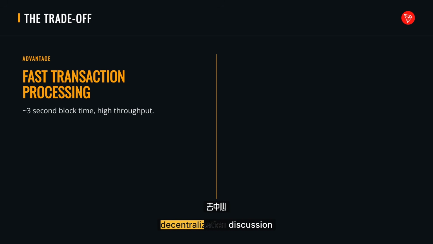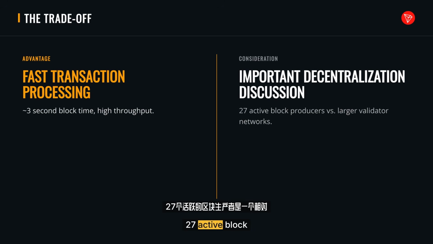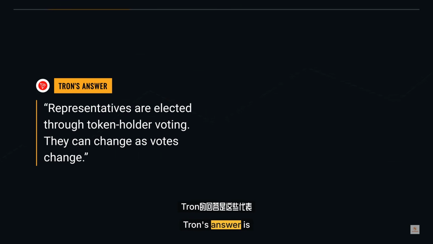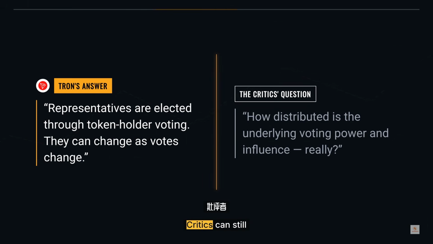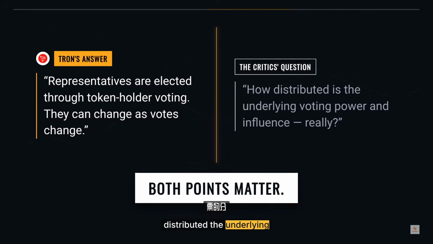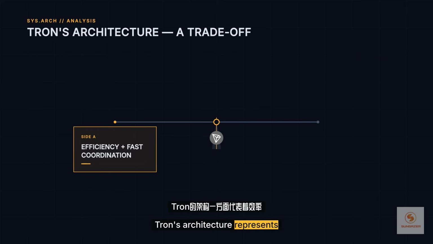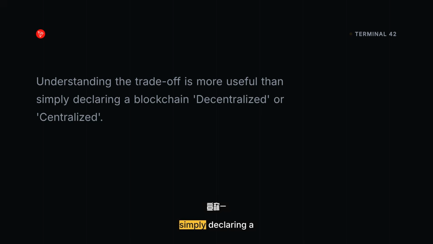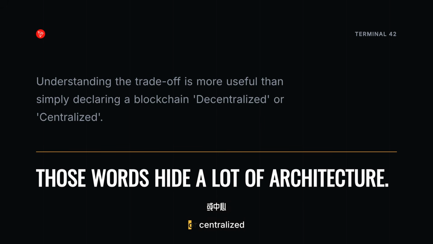But it also creates an important decentralization discussion. 27 active block producers is a relatively concentrated active validator set compared with networks that use much larger validator populations. TRON's answer is that those representatives are elected through token holder voting and can change as votes change. Critics can still reasonably ask how distributed the underlying voting power and influence actually are. Both points matter. TRON's architecture represents a trade-off: efficiency and fast coordination on one side, a smaller active producer set on the other. Understanding that trade-off is much more useful than simply declaring a blockchain decentralized or centralized. Those words hide a lot of architecture.